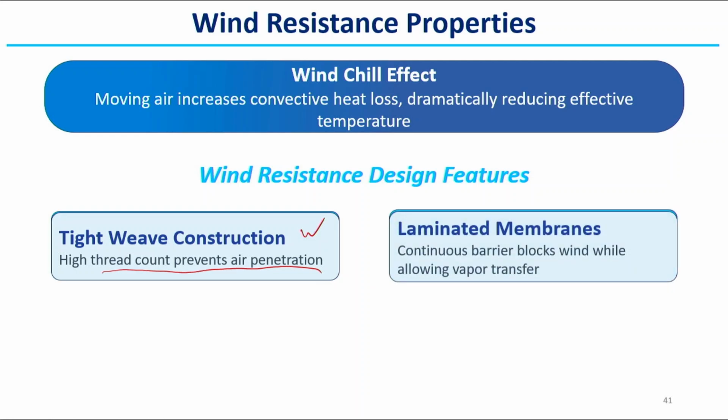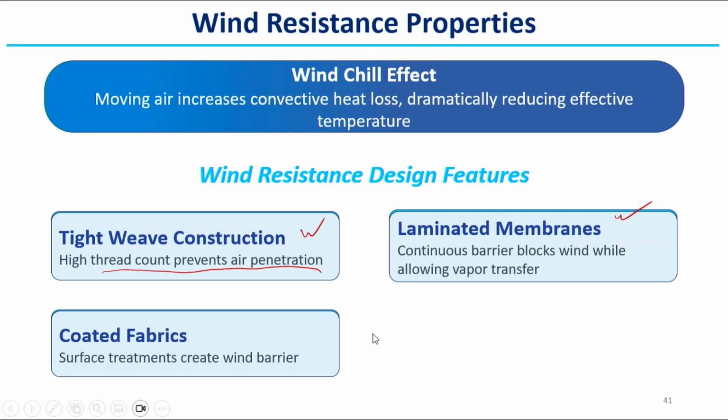We can also reduce the wind chill, which is very commonly done by laminated membranes. A continuous barrier blocks wind, which allows the water vapor. So, that type of membrane we can use, which will allow the water vapor to transmit through, maybe by the diffusion mechanism, but it will not allow the wind to penetrate.